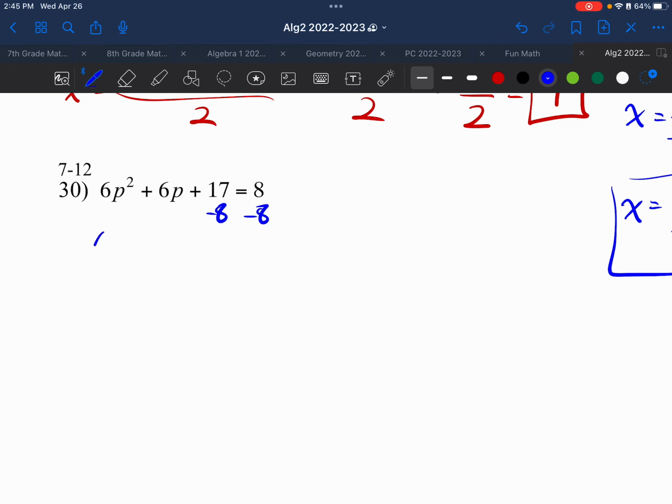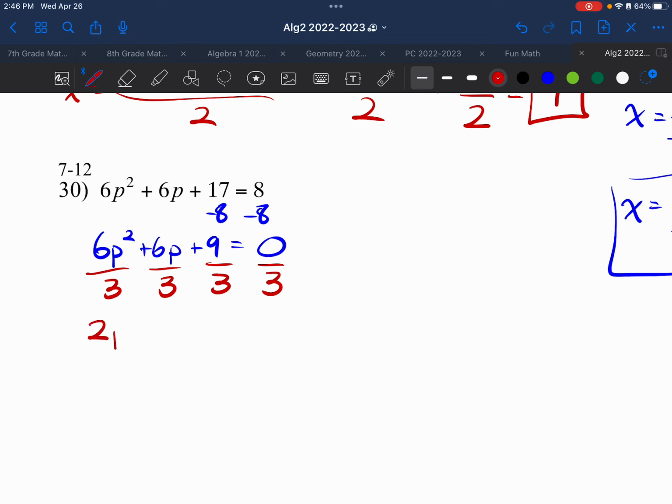When I do that, I have 6p squared plus 6p, and when I do minus 8, I get plus 9. Oh, check it out. We can make our problem a little bit easier. Each of these can be divided by what number? They can all be divided by 3. That makes our problem so much easier. So when I do that, I'm going to be left with 2p squared plus 2p plus 3 is equal to 0. Okay, now my a is going to be 2, my b is going to be positive 2, and my c is going to be positive 3.